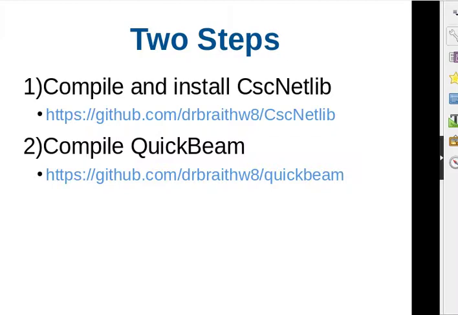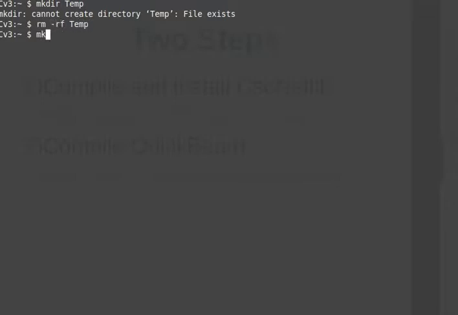So the first thing that we need to do is make a directory. So rm -rf temp, and mkdir temp, and this is where we will put our source code. Okay, now let's get our CSC netlib code.